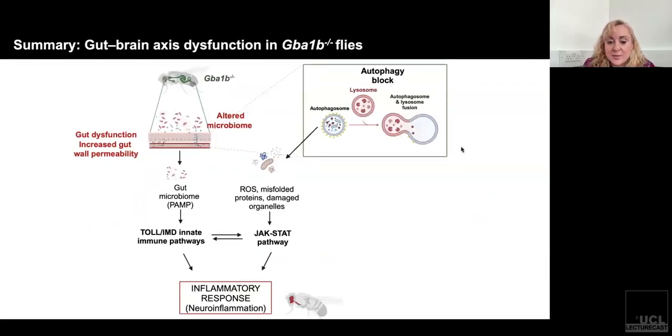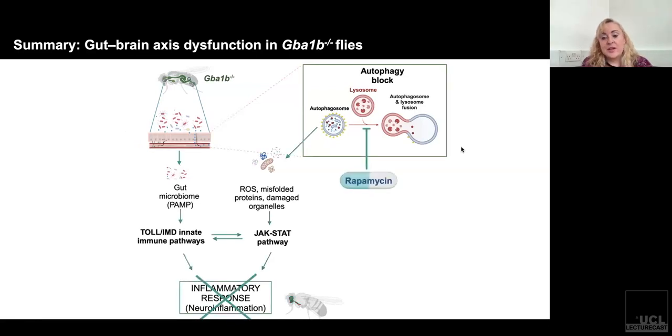And so just to summarize what I've been showing you today, we have shown that there is gastrointestinal dysfunction in flies lacking GBA1, and that this is associated with a leaky gut wall and an altered microbiome. There is increased inflammation and increased immune activation in the gut tissue. And because the gut wall is leaky, inflammatory mediators can then cross the gut wall into the systemic circulation, causing a systemic inflammatory response, which can then in turn spread to involve the brain, causing neuroinflammation and then neurodegeneration.